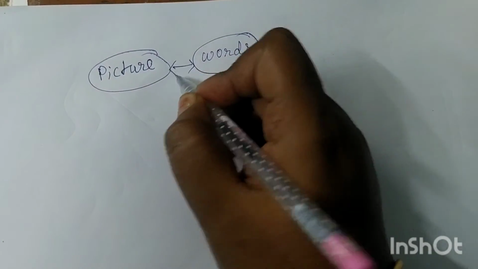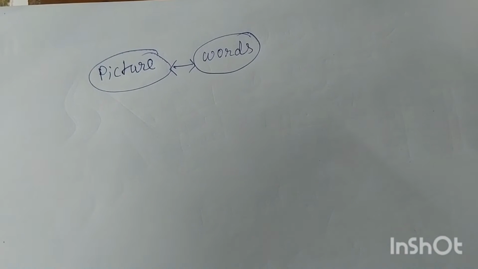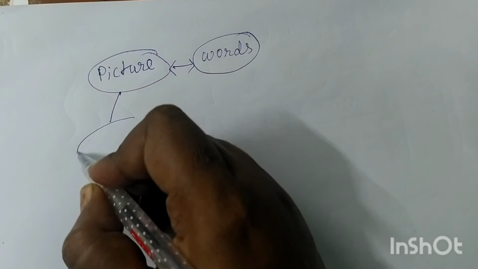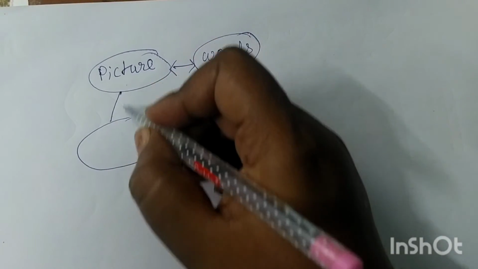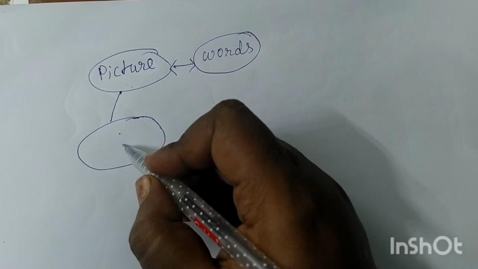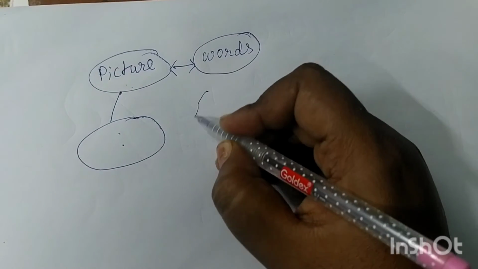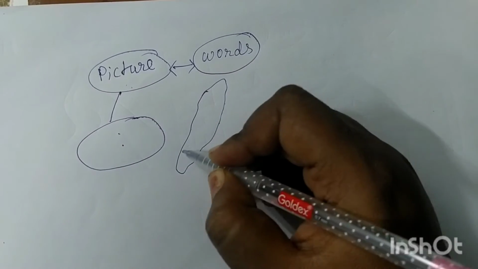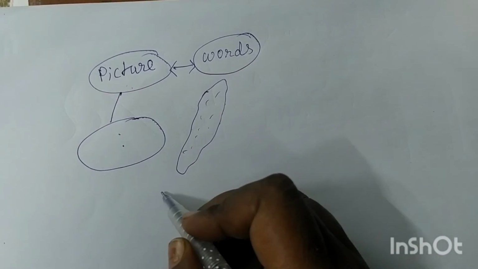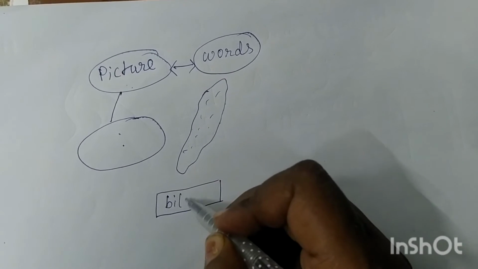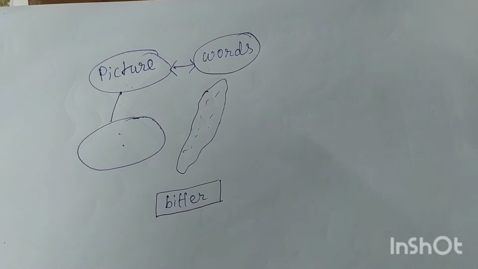So what you have to do is you need to match which picture is related to which word. After matching them, you have to write down the related word right below the picture. Suppose the picture is of the Karela, right? So what you will write down? Bitter gourd means that the taste is bitter. The taste is bitter. Right?